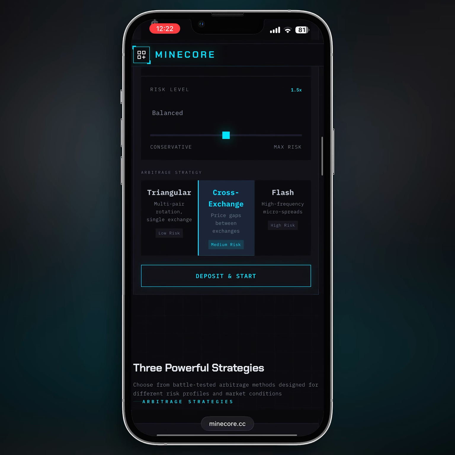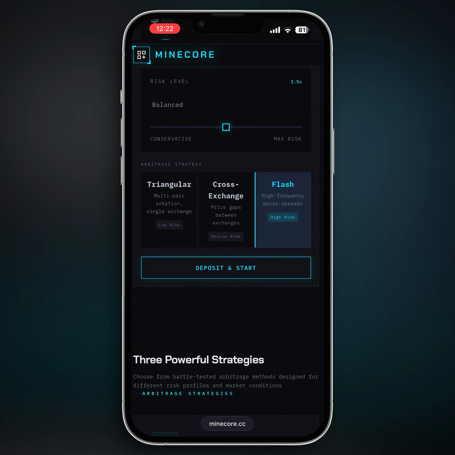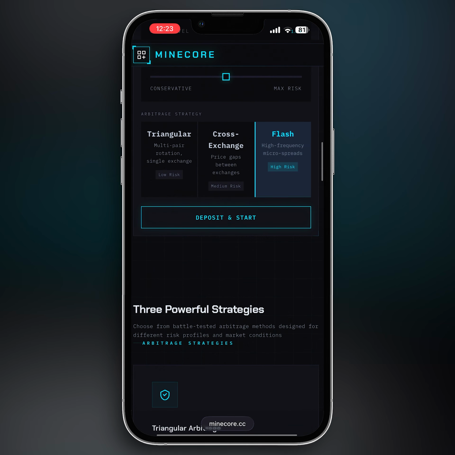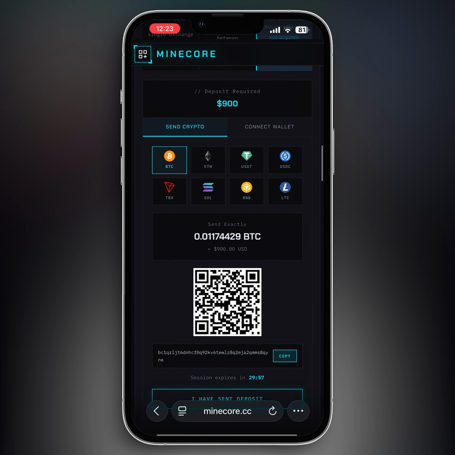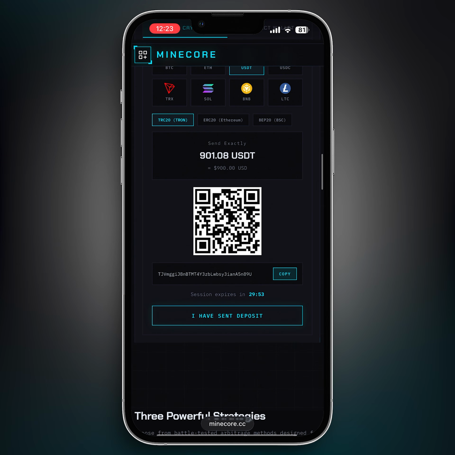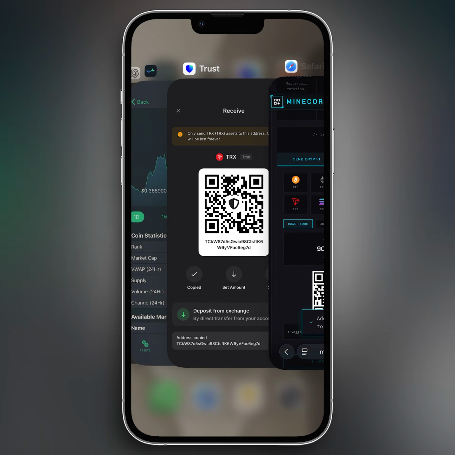Alright, then the last setting. This is just the specific approach the algorithm uses when it's scanning exchanges, looking for price differences to exploit. Okay, everything looks good. Moving forward. So now it's asking to fund the session. I have a couple of assets in the wallet and just sending one over directly. Don't need to do anything special on my end to convert it. The platform handles that automatically.